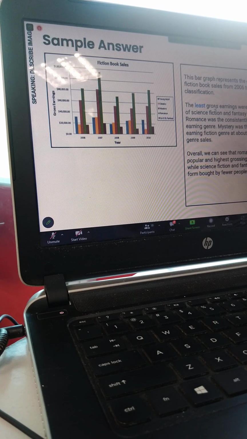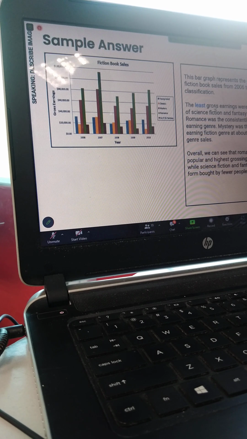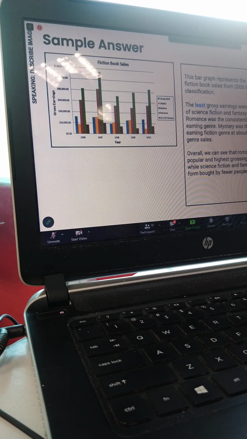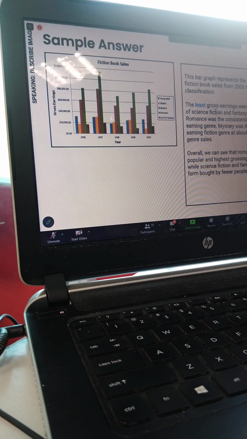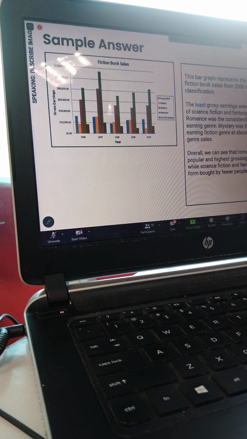Mystery was the next highest earning fiction genre, about 75% of financial sales. Overall, we can say that romance fiction is the most popular and highest grossing fiction book type, while science fiction and fantasy remain a fiction form bound to be popular.